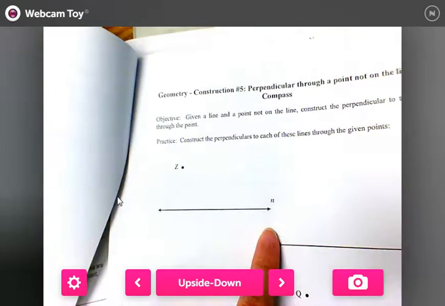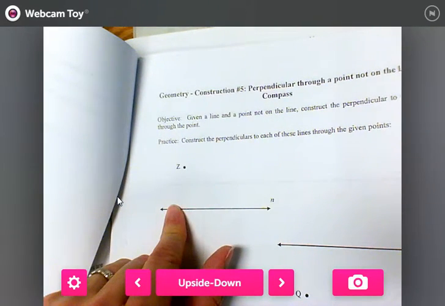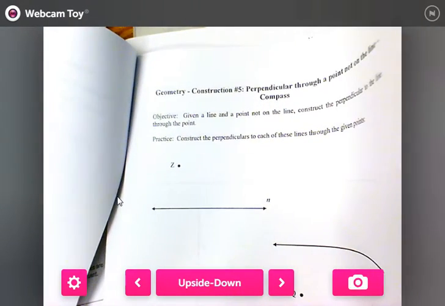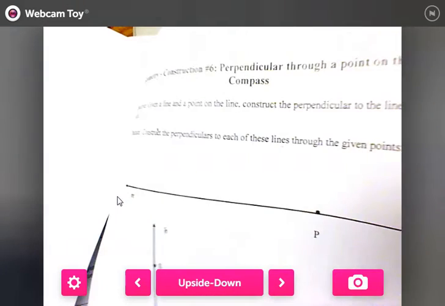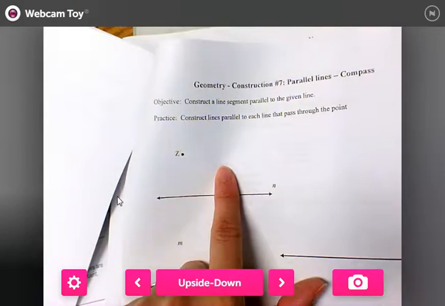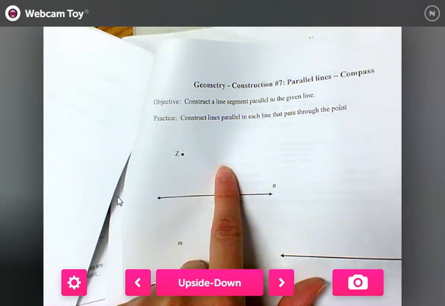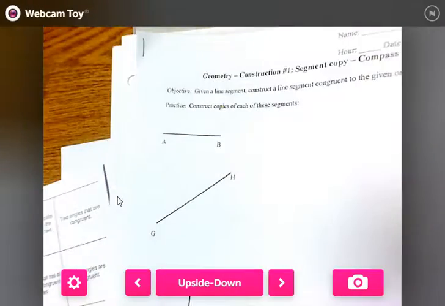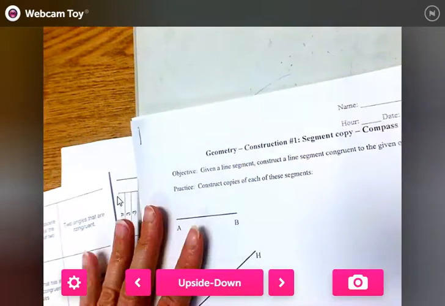We're going to do a perpendicular bisector through this point off the line. Then we're going to do a perpendicular bisector through the point on the line. And then we're going to draw parallel lines. So see how this is number 7? So there's 7 different things we're going to do here. Okay? So there's 7 different ones. There should be enough for everybody to have a ruler.